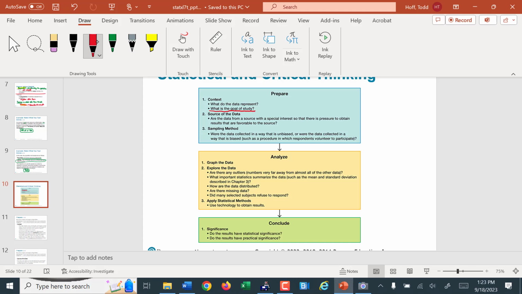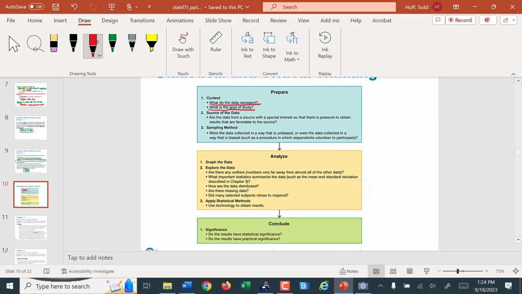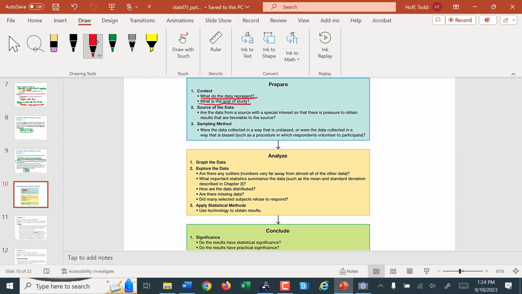Once we have decided on that goal, then we go back and look at what do the data represent. What data do we need, and what does that data need to represent for us to accomplish that goal? Then we need to look at the source of the data. Are the data from a source with any sort of special interests that might make it unreliable, skew it in one direction or another? Was it obtained correctly? Things like that, and we'll talk about that in a little bit. And were the data collected in a way that is unbiased?